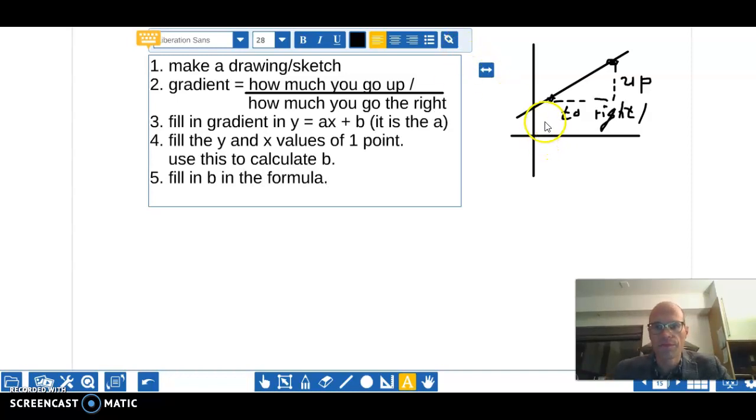So first you make a sketch, then of these 2 points, you figure out how many you go to the right and how many you go up. You divide how many go up by how many go to the right. That is the gradient. You fill it in the formula as the a value. Of one of these points, it doesn't matter which one, you fill in the x and the y value. You use this to calculate b, and then this b, you now know, you fill it in as well, and then you have it.